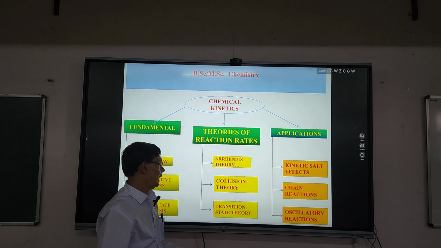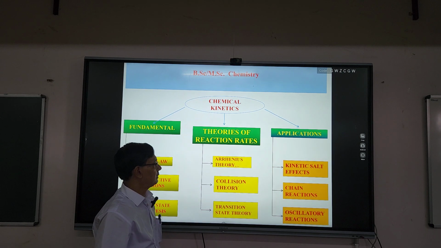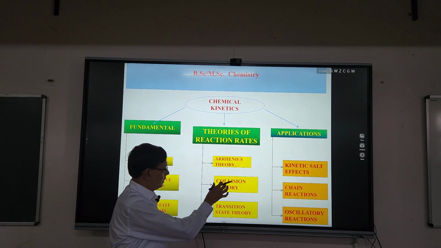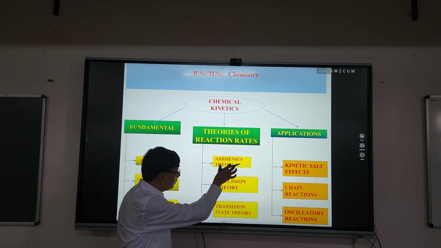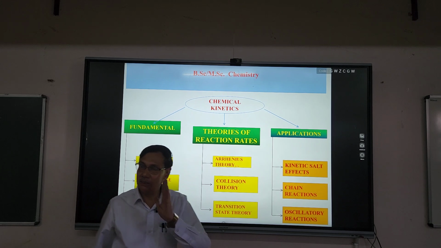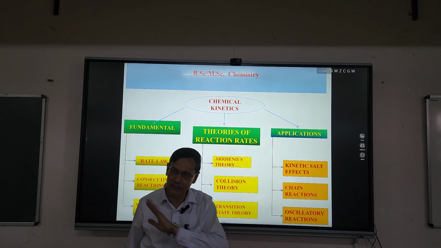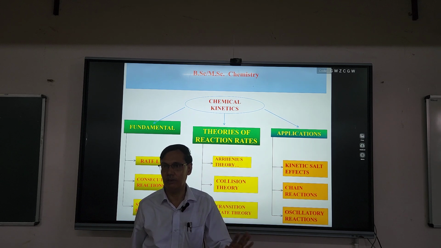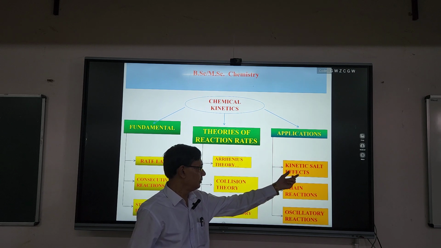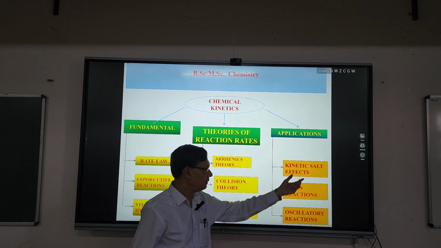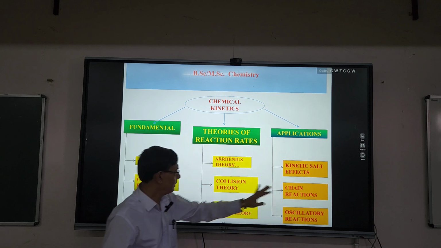And of course, I have written down these three important theories, but we will discuss the collision theory and then the transition state theory with respect to the Arrhenius equation. Because if you understand the Arrhenius equation, you are able to write any equation without any problem. And then I have already covered the kinetic salt effect. Next class I will cover chain reactions. Don't worry about this.